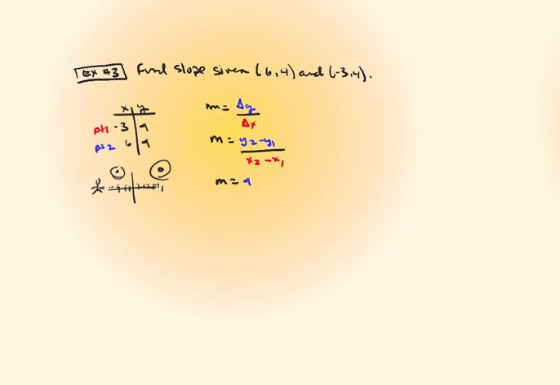So y sub 2 has a value of 4, and I'm going to subtract from it y sub 1, which has a value of 4, divided by x sub 2, which has a value of 6, minus x sub 1, which has a value of -3. So slope is equal to 4 minus 4, which is 0, divided by, I have to do some fixing, so keep the 6. Minus is really to add the opposite. Add the opposite of what? -3. So slope is really going to be 0 over 6 plus the opposite of -3, which is 3. So slope is really going to be equal to 0 over 9.